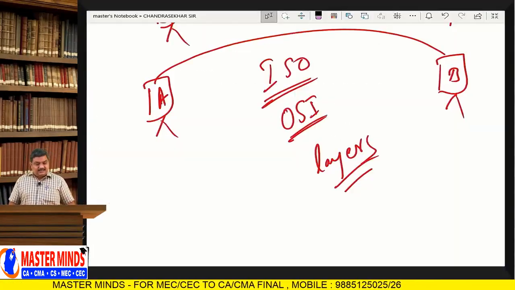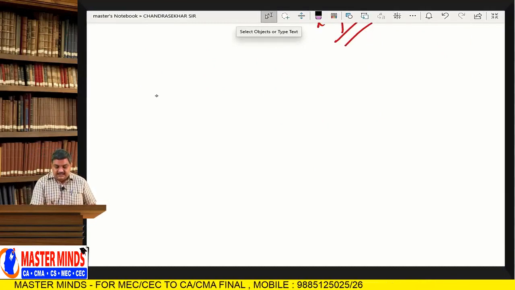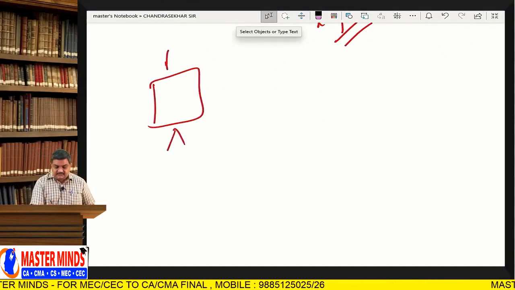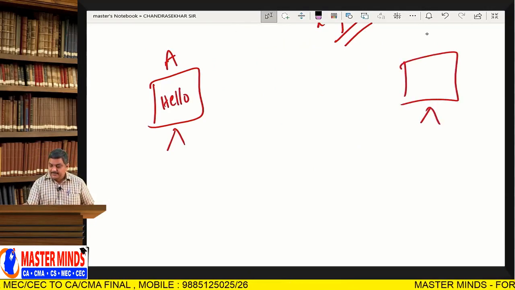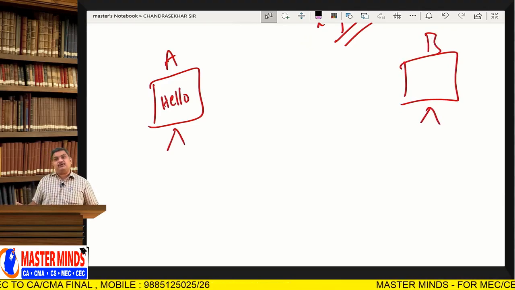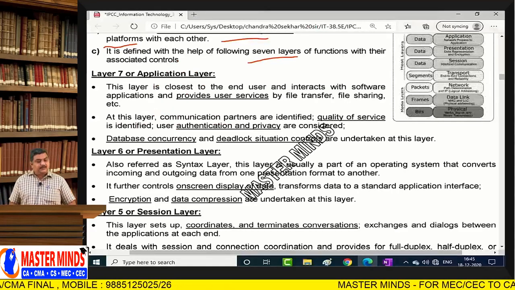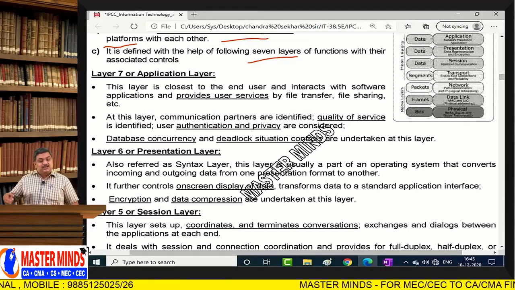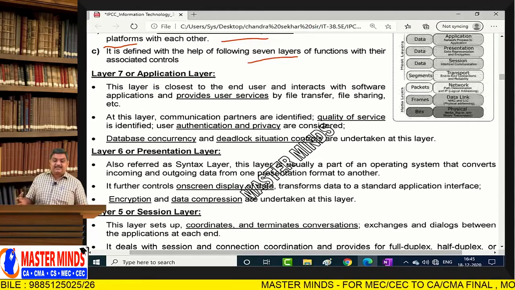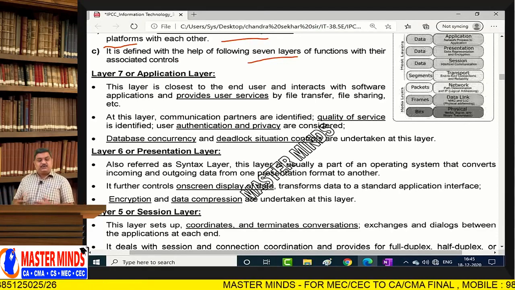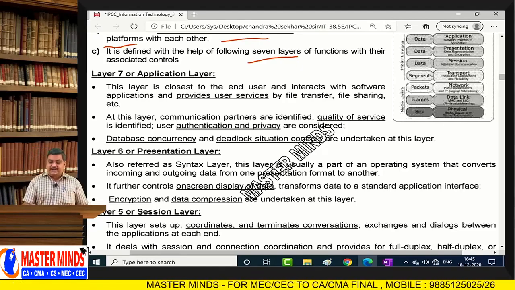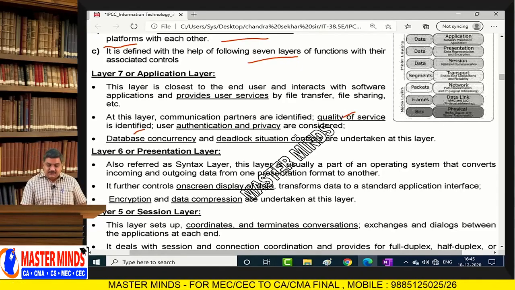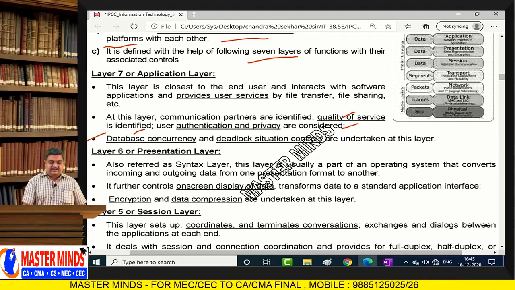Okay. See, let us take an example so that you will understand the things. Say for example, I am the sender at computer A and I want to send hello to computer B. Now, application layer. This layer is closest to the end user and interacts with software applications and provides user services like file transfer, file sharing, etc. At this layer, the communication partners are identified, quality of service is identified, user authentication and privacy are considered, database concurrency and deadlock situations are undertaken at this layer.